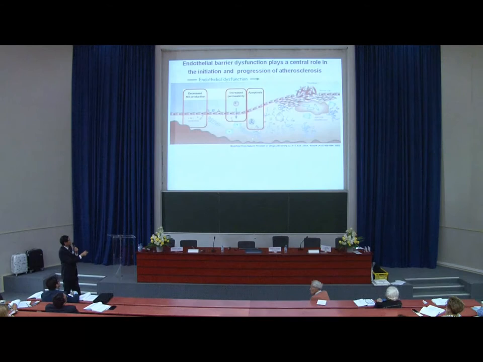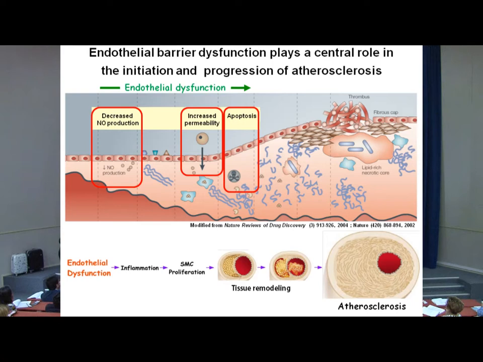If we take a close look at what happens inside the hypoxic pocket here, starting from the left-hand side, as I already pointed out, there is a decreased NO production in response to hypoxia. Following that, there is increased permeability. You will see that leukocytes are now getting infiltrated inside the blood vessel wall. As a consequence, there will be apoptosis or thrombosis occurring inside the blood tissues. This is, in fact, the hallmark of the development of atherosclerosis. If we put those events in sequence, roughly we can say that endothelial barrier dysfunction occurs quite early on. Then inflammation follows. Then you will see smooth muscle cell proliferation and tissue remodeling. In the end, you will see the occurrence of atherosclerosis.